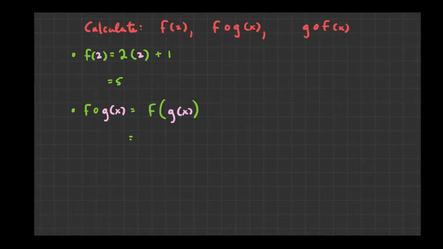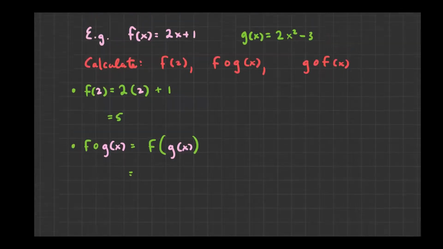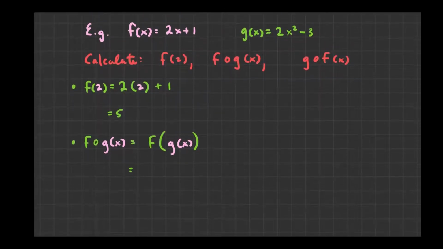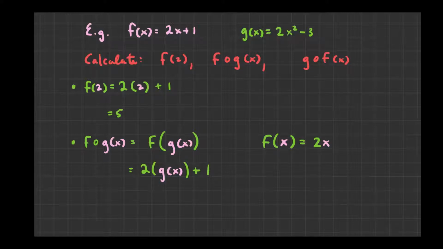Okay, so f of x is 2x plus 1. So I'm going to have 2 times, in this case, g of x, plus 1. Because if you remember, f of x is equal to 2 times x plus 1, right? So now my x is g of x.